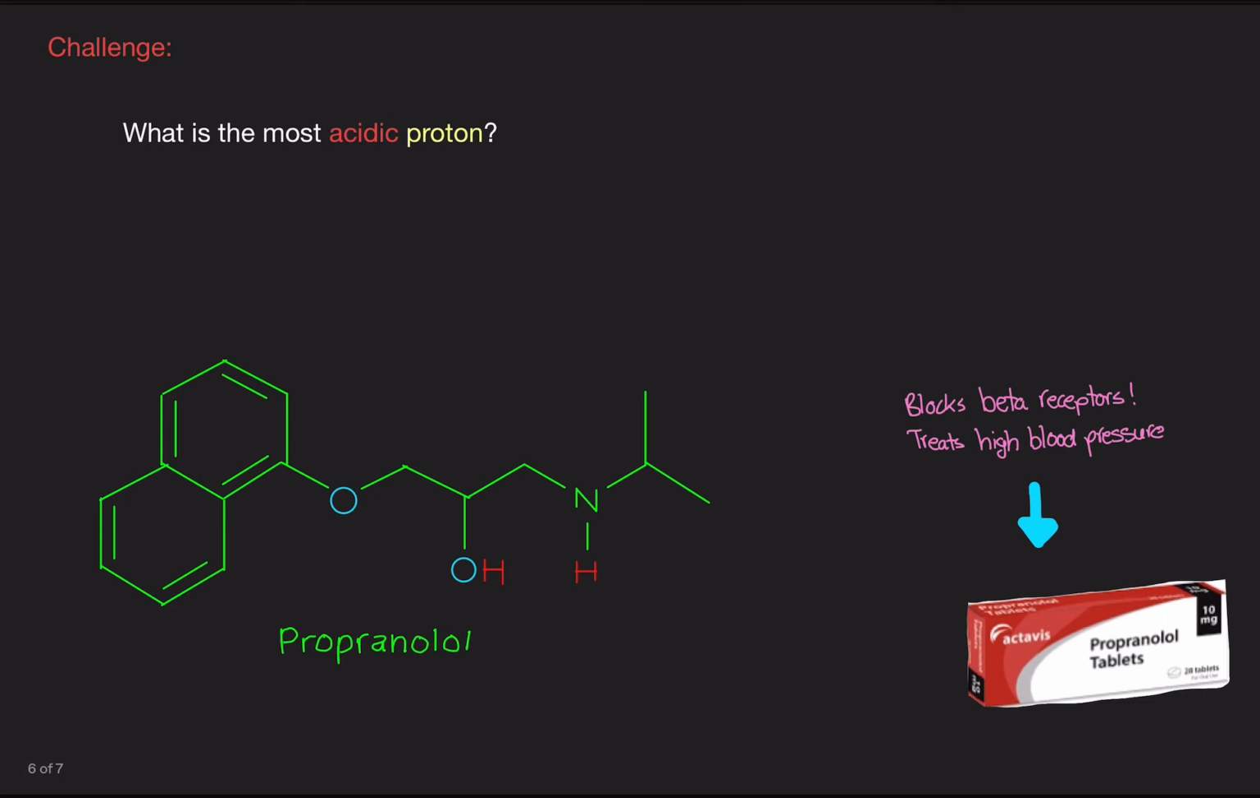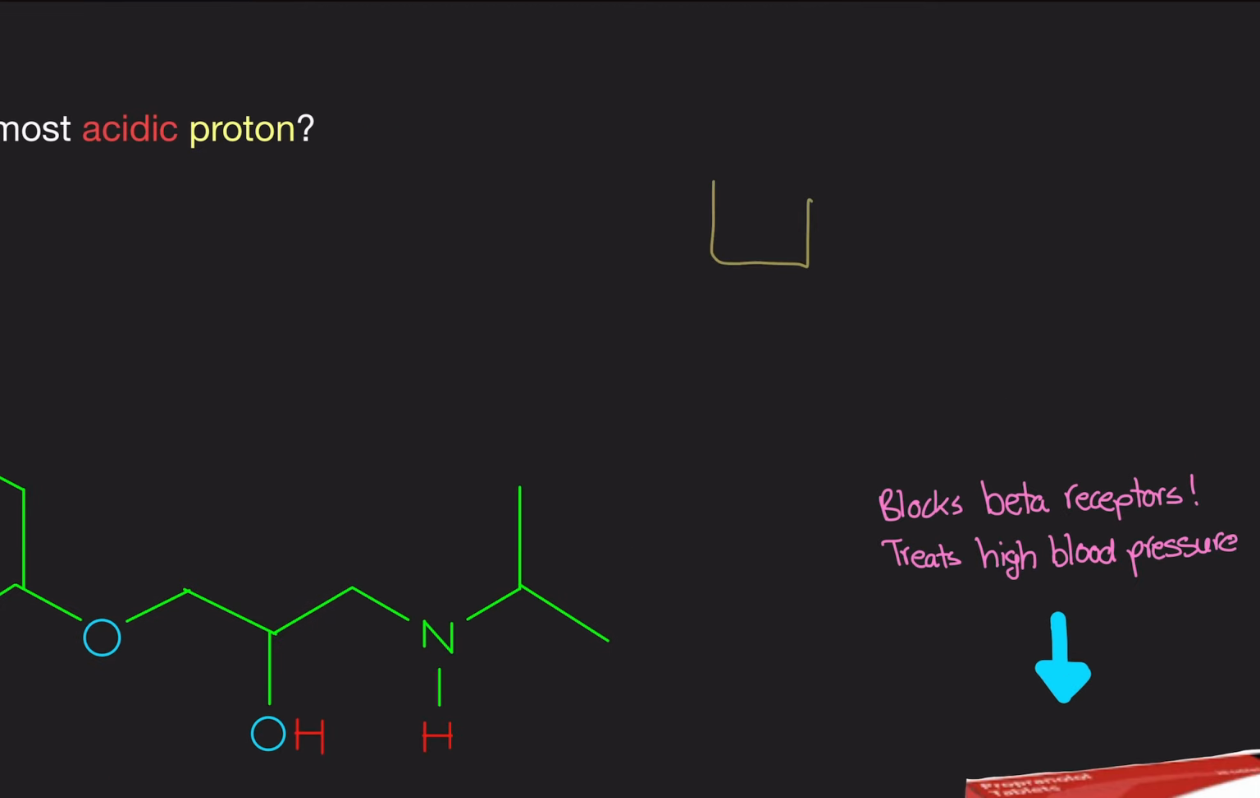All right, let's do the challenge problems. This is propranolol. Propranolol is a medication given to someone who has high blood pressure. It's a beta blocker. So if you're interested, you could watch my beta receptor video I made in the physiology playlist. So beta receptors, right? This is a beta receptor.